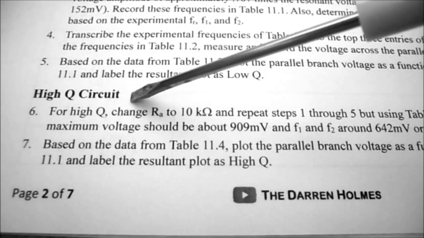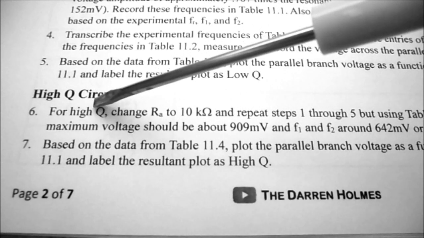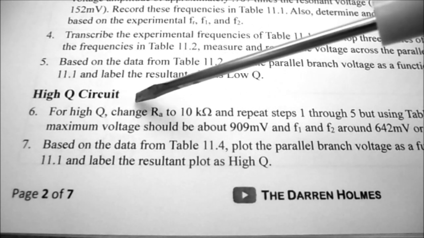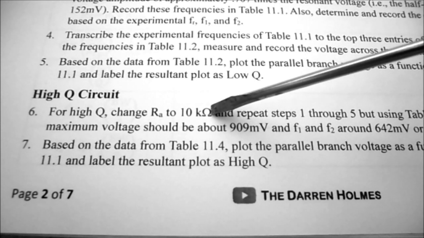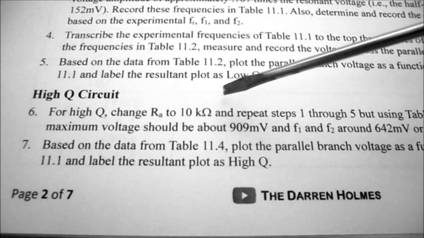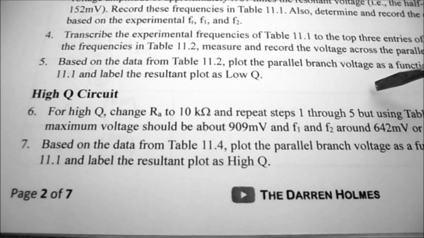We're now moving on to the high Q circuit. So under procedure, step number 6, it says for the high Q circuit, change RA to 10K ohms. Remember, RA was 2.2K ohms. Now we're to repeat steps 1 through 5, and we're to record our results on tables 11.3 and 11.4.